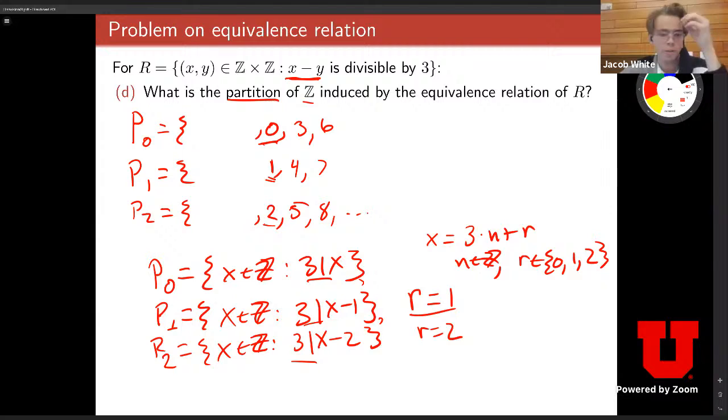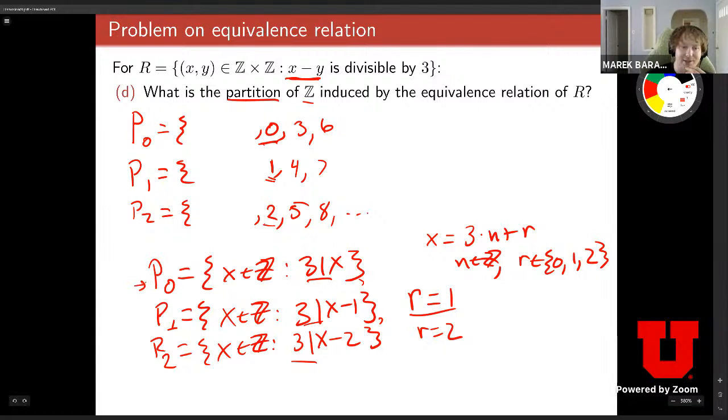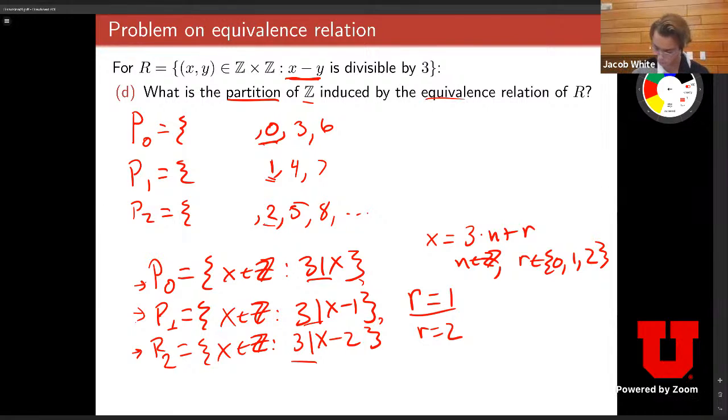Okay. Why did you do P0, P1, and P2? Why did I do that? Where? Like you did P0, P1, P2. Yeah, so these are the three sets that make up the partition. Does that make sense? This is by the equivalence relation. Oh, okay. Yeah.